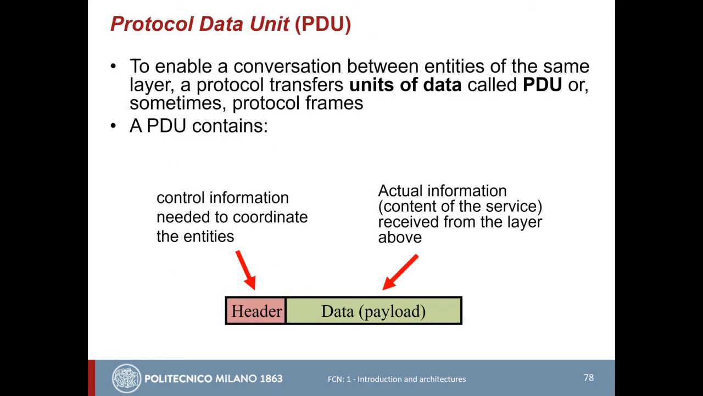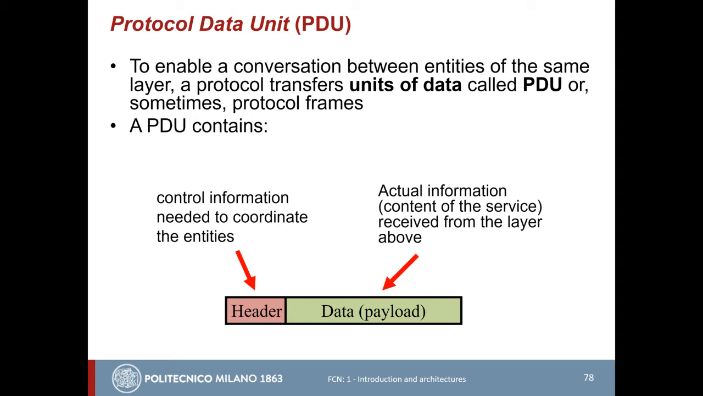And as I said, the protocol specifies, first of all, the format of the information that is transferred, and so it specifies the format of the protocol data unit. It is the unit of data that is transferred at that specific layer that is managed by the protocol. Each protocol data unit is composed of two parts. One part is the so-called payload, and the other part is the header.